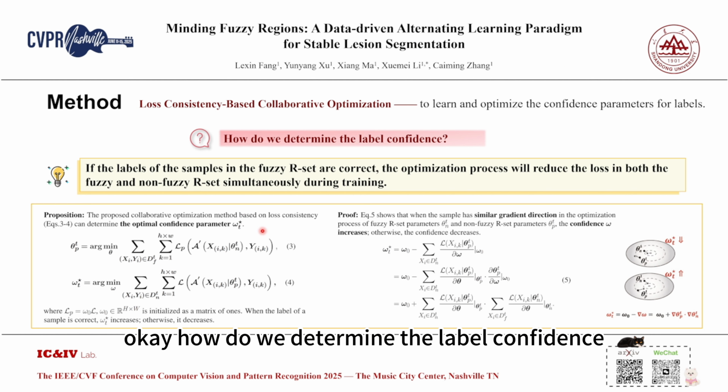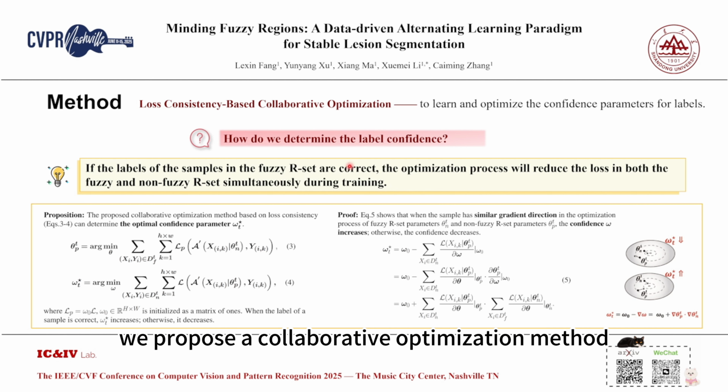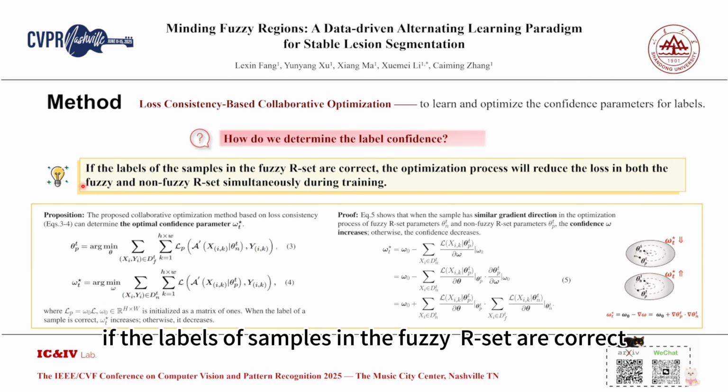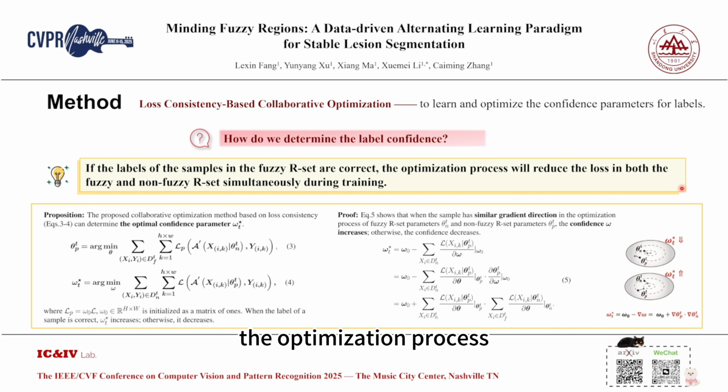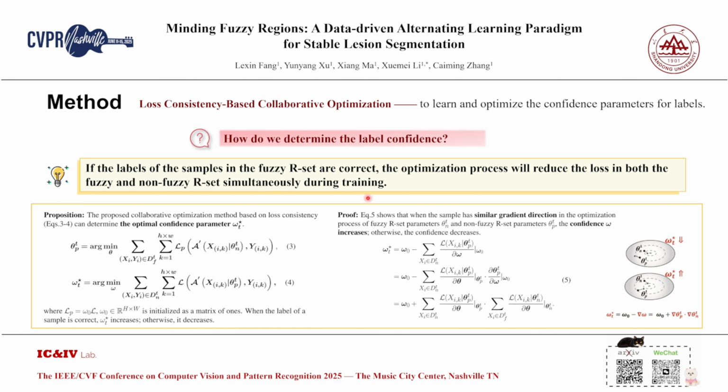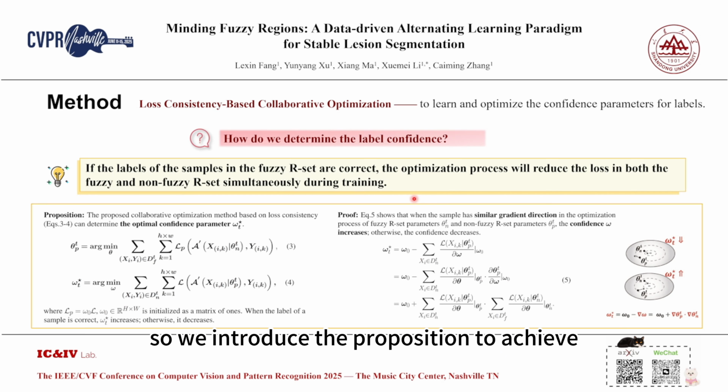Okay, how do we determine the label confidence? We propose a collaborative optimization method based on loss consistency to learn and optimize the label confidence. Here is the main principle. If the labels of samples in the fuzzy set are correct, the optimization process will reduce the loss in both the fuzzy and unfuzzy sets simultaneously during training. So we introduce a proposition to achieve collaborative optimization.